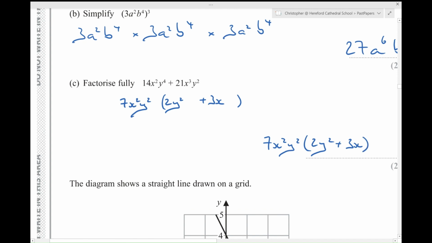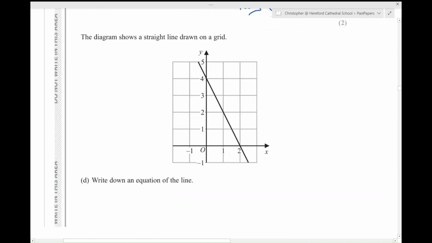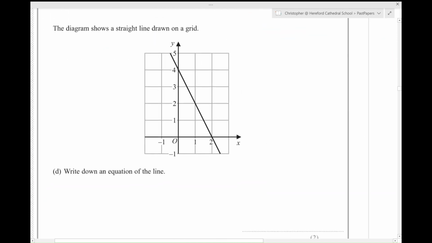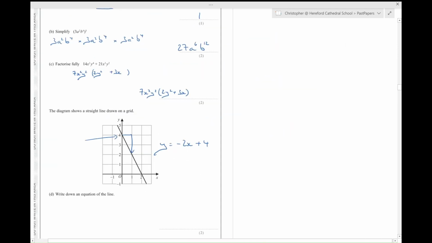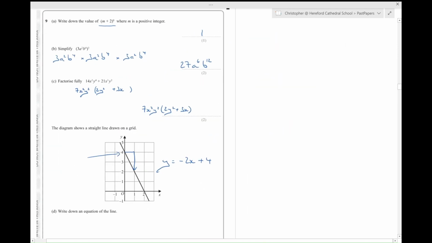Okay. The diagram shows a straight line. Write down the equation of the line. Well, I reckon I can use the gradient and intercept, can't I? The gradient is minus 2, because when I go along 1, I go down 2, so it's y equals minus 2x. And the y-intercept is at plus 4, so it's y equals minus 2x plus 4. And that is question number 9 finished.